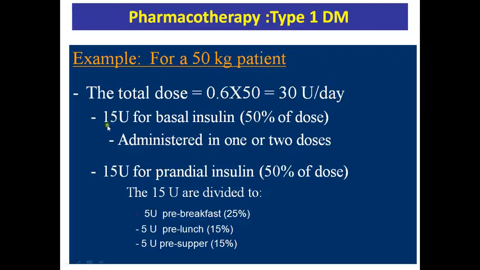So 50%, like 15 units, should be basal, which can be administered in one or two doses. When you give one dose, you give the full dose together, or you can divide this 15 in half and give the two doses. And you have prandial, 15 units for the meals, and you divide it into three equal doses. That means 5 units for the pre-breakfast. Sorry, this one is wrong. It's equal doses. So 5 units for pre-breakfast, 5 units for pre-lunch, and 5 units for pre-supper. This is the old regime, so you do not follow the 25%. It's 15-15. It has to be equivalent.